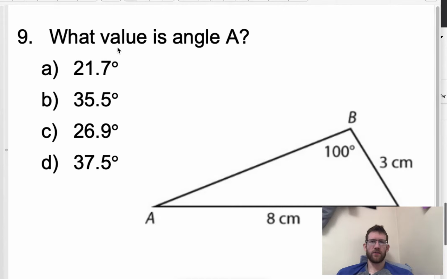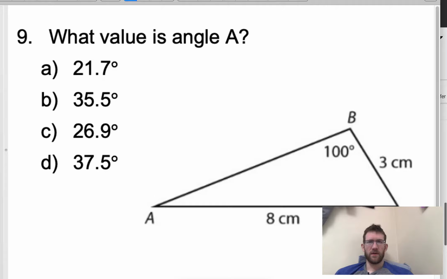Number 9, what value is angle A? So for this one, we're going to have to use law of cosines. Only about 44% of you guys got this right, and an astounding 15% didn't even put an answer at all. It just left it blank, even though it's multiple choice and you can guess and potentially get it right.